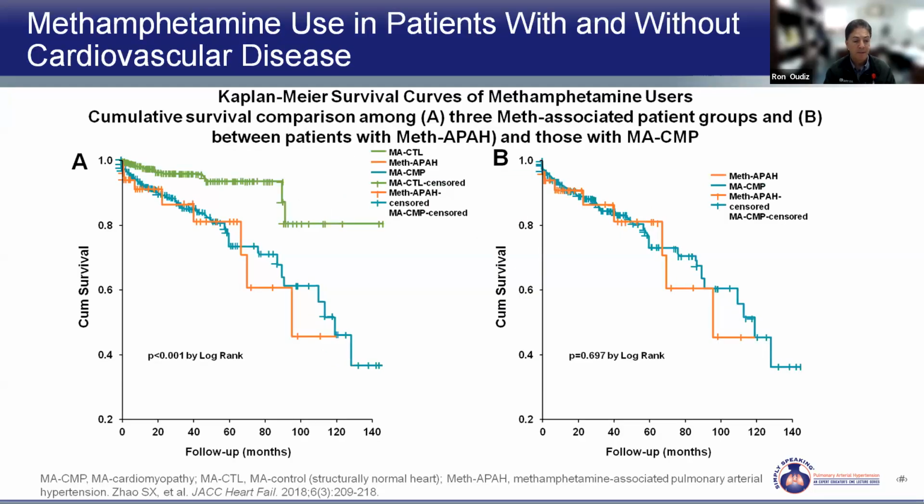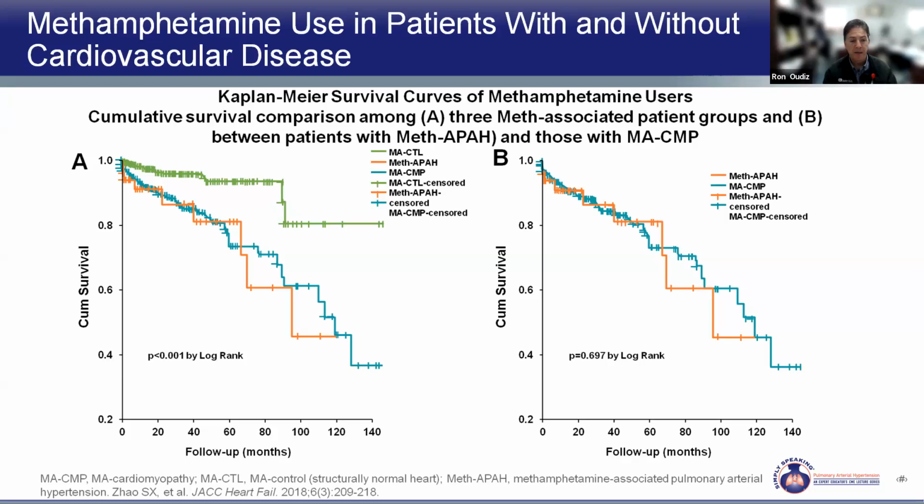This is a paper from 2018 that looked at the survival among different groups who have either meth PAH or meth cardiomyopathy compared with control on the left. They just really removed the control on the right to show you that they're bad from a prognostic standpoint, at 10 years, 40% survival.